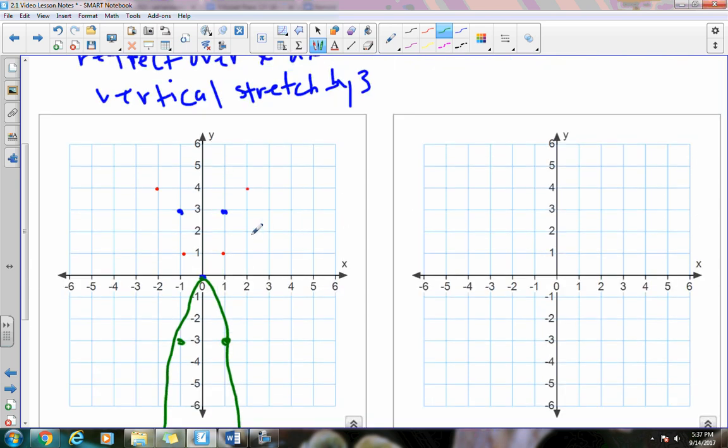So if you have a vertical stretch and a reflection, I would first do my vertical stretch and multiply all those vertical distances by 3 from my key points, and then I reflected them over the x-axis. So there's our new function.